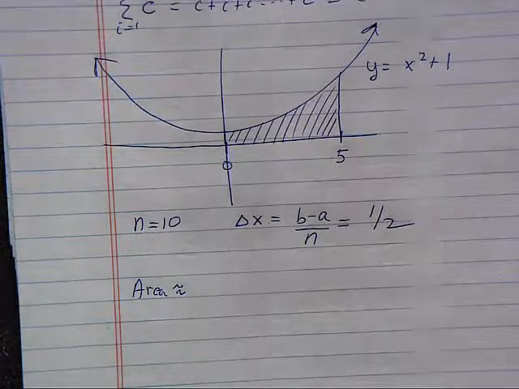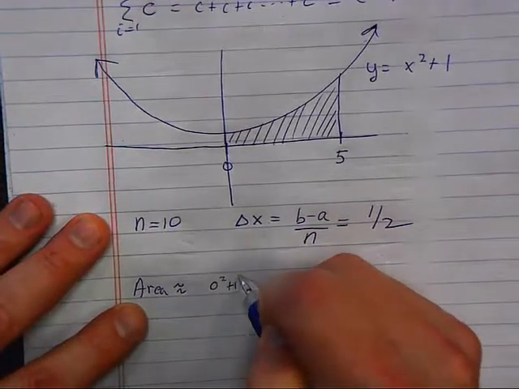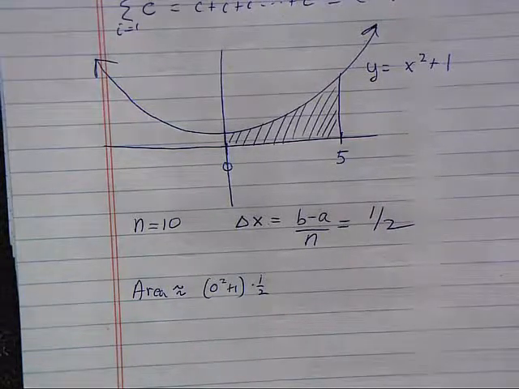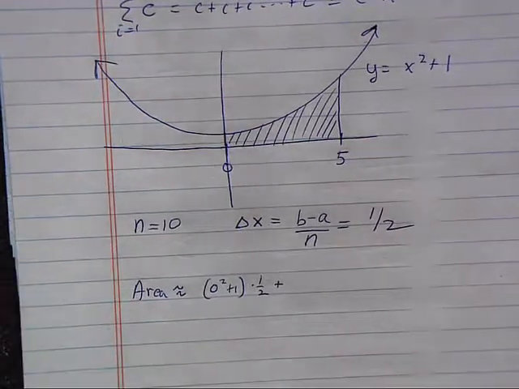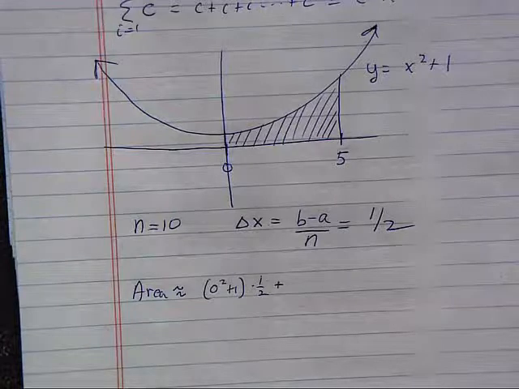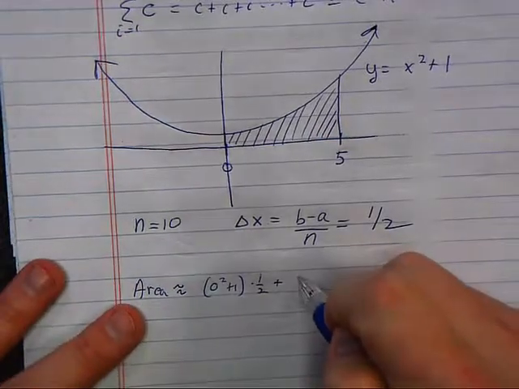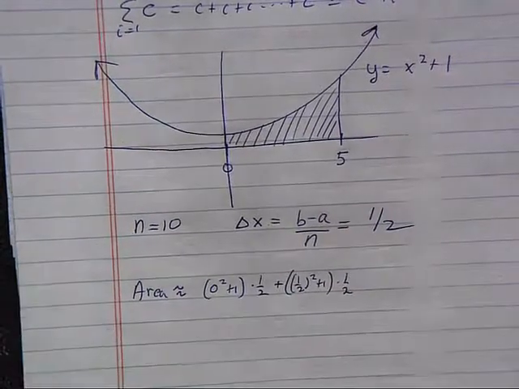What number do I plug in for my first rectangle? 0 to get the height. So that would be, I'm going to write it down, 0 squared plus 1 times 1/2. I think it helps if I write it as 0 squared plus 1 so you see where things are coming from. Plus, for the next rectangle, what number do I plug in? The second rectangle I would plug in 1/2. So I would plug in 1/2 squared plus 1 and then multiply by 1/2.